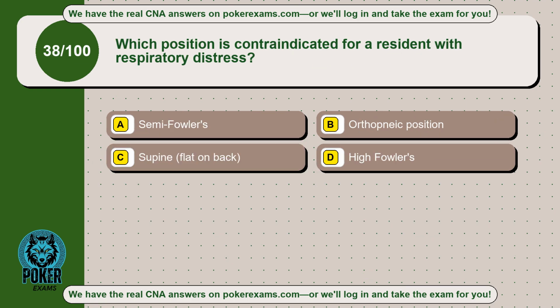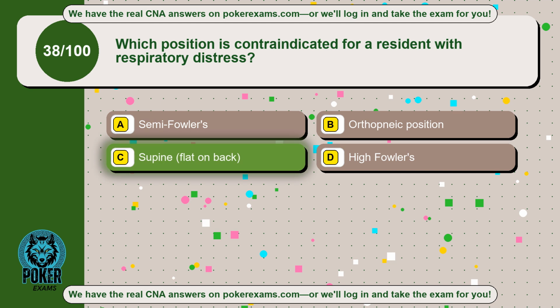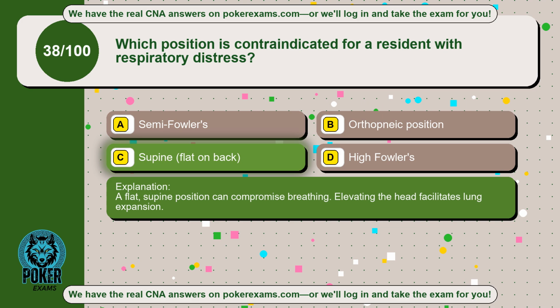Question 38. Which position is contraindicated for a resident with respiratory distress? Option A, semi-Fowler's. Option B, orthopneic position. Option C, supine, flat on back. Option D, high Fowler's. The correct answer is option C, supine, flat on back. A flat, supine position can compromise breathing. Elevating the head facilitates lung expansion.